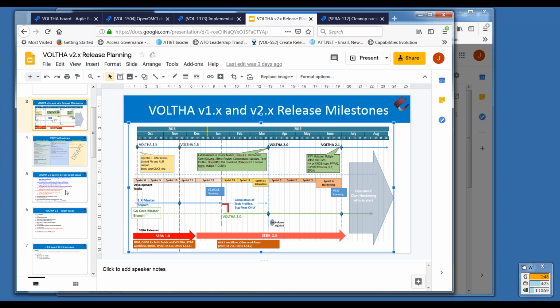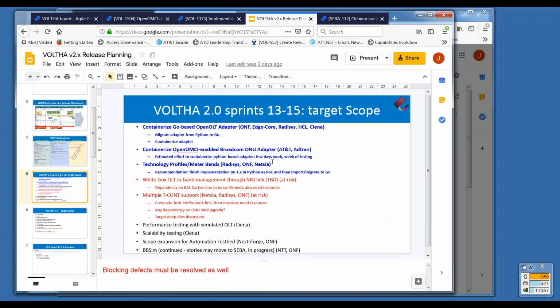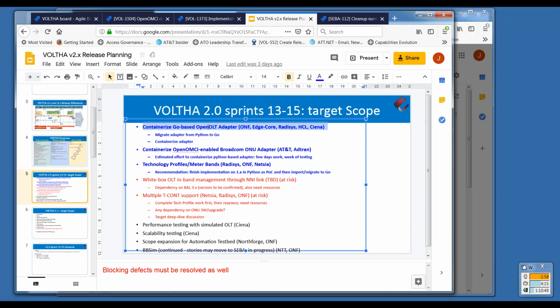But I think the three we'd identified as the must-haves that were going to drive a lot of the schedule at this point were the, and this should probably be updated because we have both the Python-based and the Go-based at this point. And as long as we have one functional, I think we have something that we can use for other testing and things as well. The Broadcom, the containerization of the OpenONU adapter, and then the tech profile work.